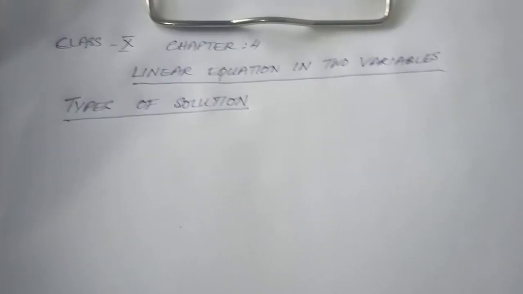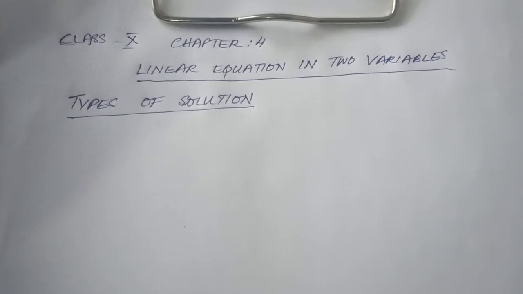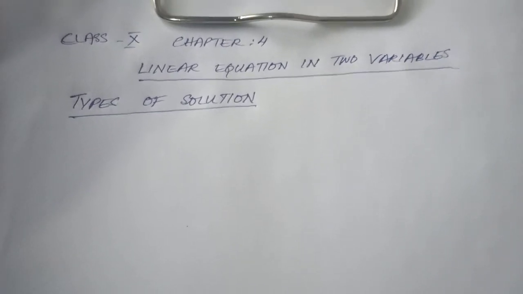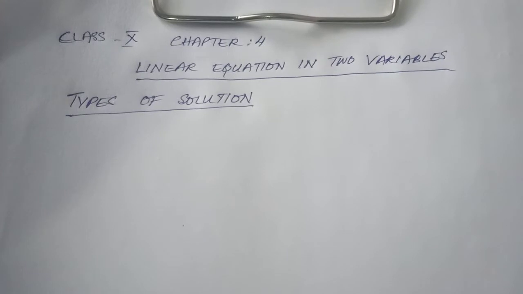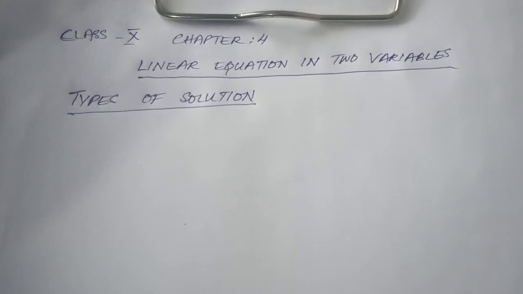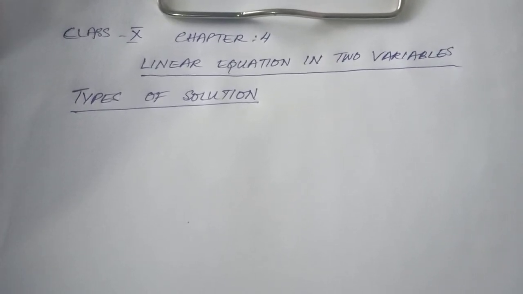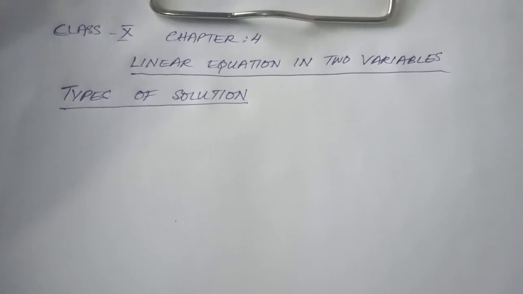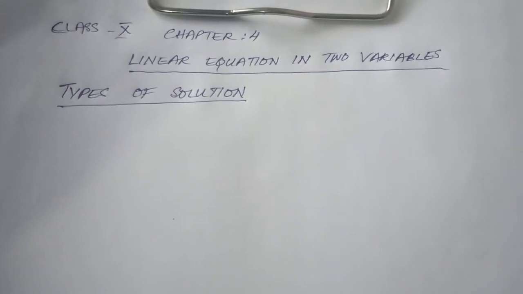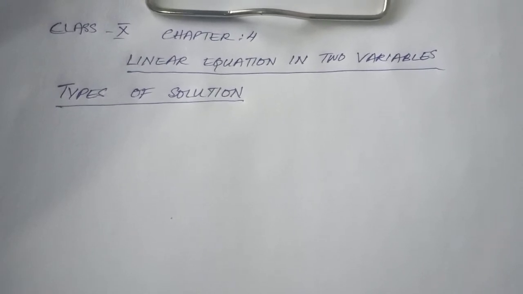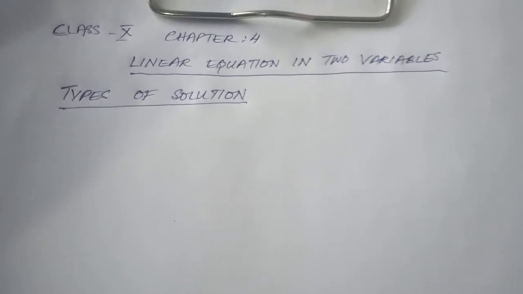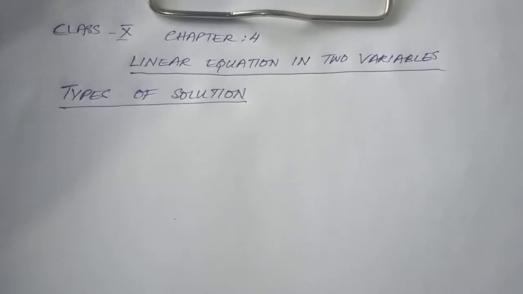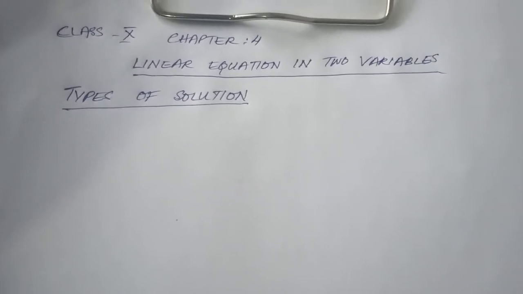For today's topic, I am choosing from chapter 4, linear equations in two variables. As we have finished the substitution method, elimination method, and cross multiplication method of solving linear equations in two variables, now we will move on to types of solution. In linear equations in two variables, we have different types of solution.